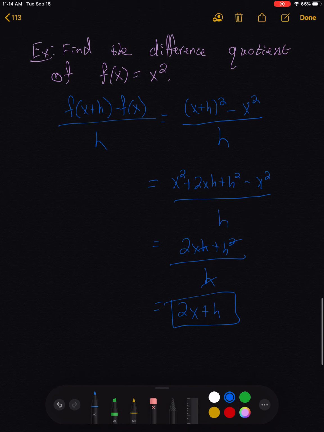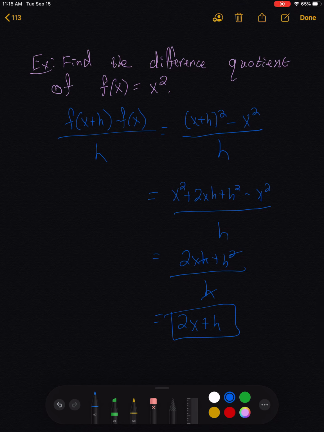Okay, in this 2x plus h, we say that is the difference quotient of f of x equals x squared. And again, basically, this is giving us the average rate of change between some point x and some point a bit to the right of that, x plus h.